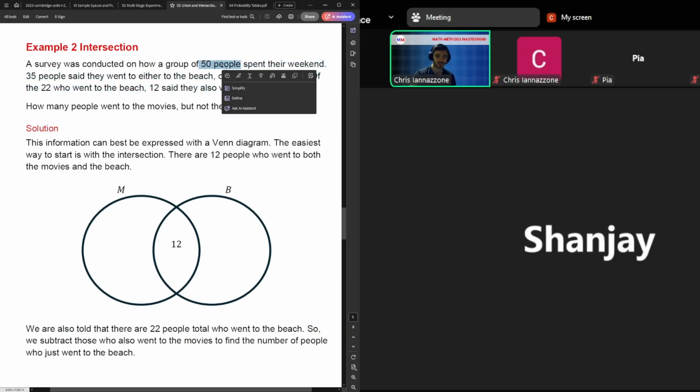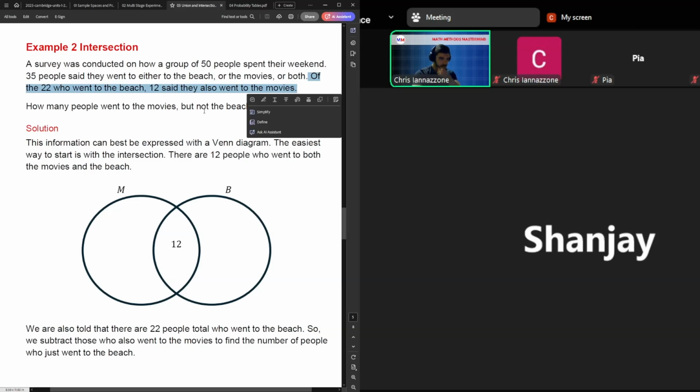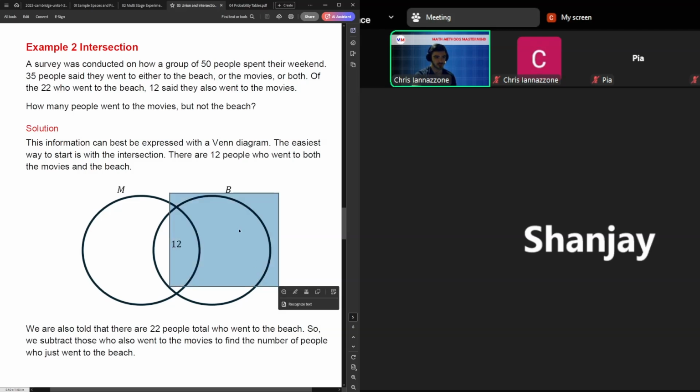Typically, you'll get information that says, here's the total amount of people that was involved, and here's the information that tells you how they're split up. A lot of the time, it's easiest to work from the intersection outwards. So you go from the most specific information and then work your way outwards to the least specific information. Typically that means starting at the back of the question, which is this statement: of the 22 who went to the beach, 12 also went to the movies. So we know the total of beach should be 22 people, 12 of which belongs in the middle because they did beach and movies. So you're going to put your 12 there.